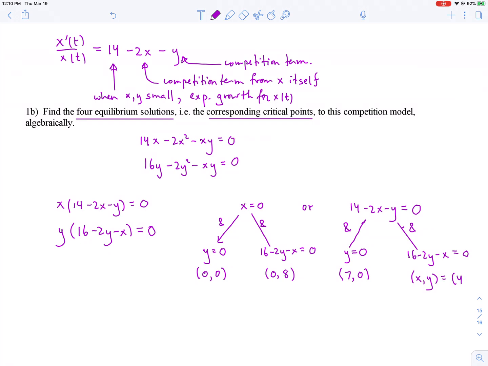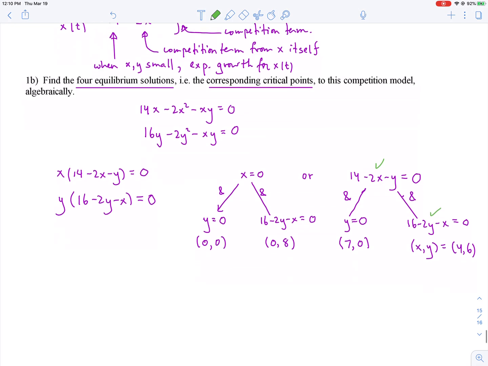x, y equals 4, 6. And we can check, for example, in the first equation, 14 minus 8 minus 6 is 0. And in the second equation, 16 minus 12 is 4, minus 4 is 0. So that was the right equilibrium solution.